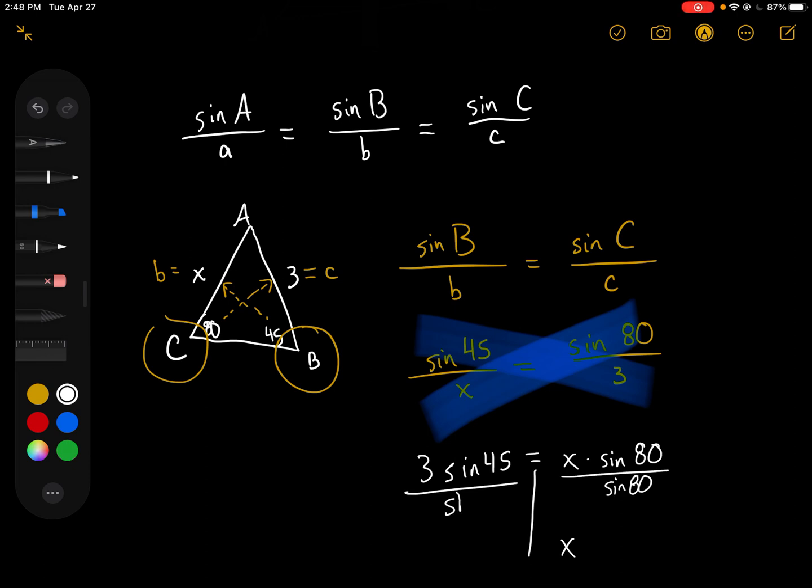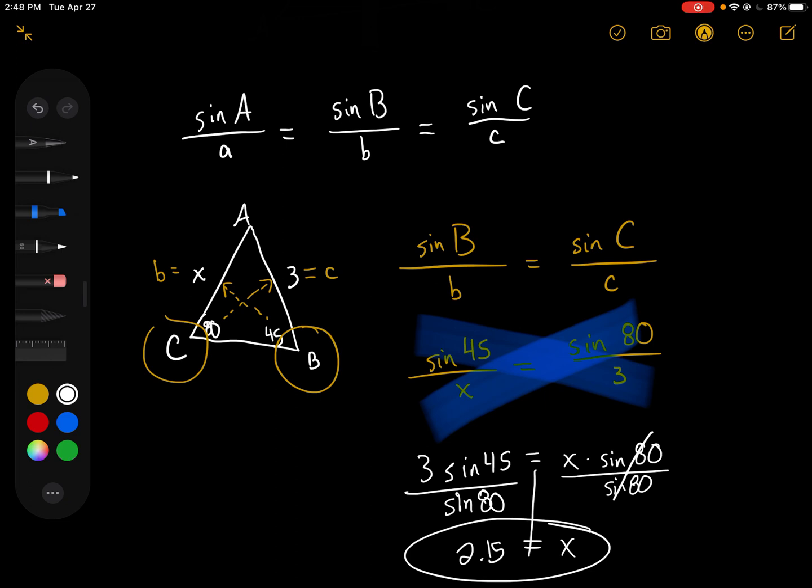So how do we do that? Well, we have x times something. Remember, sine of 80 is a number. So what we can do here is divide by that number. So divide by the sine of 80 and divide by the sine of 80. So here, sine of 80 simplifies to 1. And on the other side, we just punch all of that into the calculator. So 3 times the sine of 45 and divide that by the sine of 80.